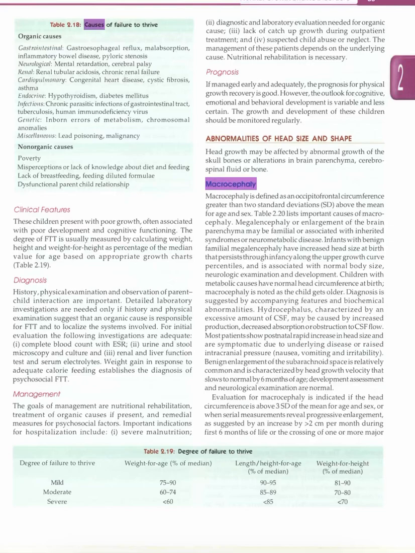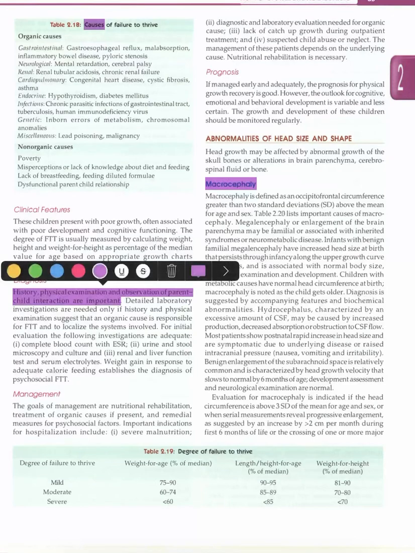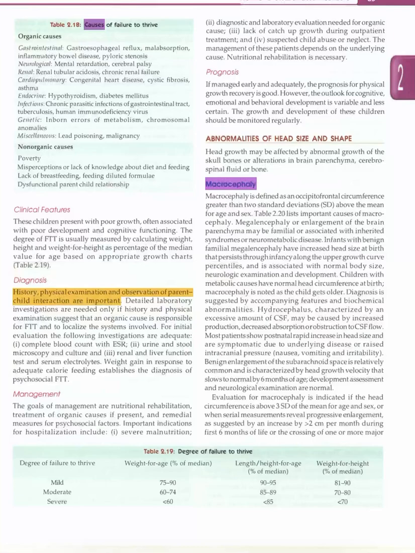Clinical features: these children present with poor growth, often associated with poor development and cognitive functioning. The degree of FTT is usually measured by calculating weight, height, and weight for height as a percentage of median value for age based on an appropriate growth chart. Diagnosis: history, physical examination and observation of the parent-child interaction are important. Detailed laboratory investigations are needed only if the history and physical examination suggest that an organic cause is responsible for FTT and localize the system involved.